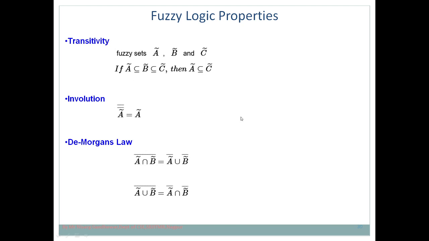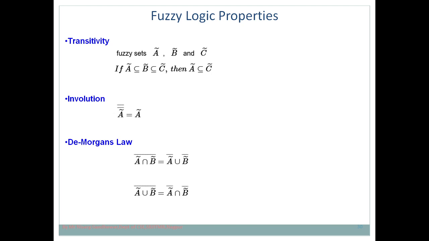Next one is the transitivity property. Transitivity property is already known to you. Here we consider three fuzzy sets: fuzzy set A, fuzzy set B, fuzzy set C. So in the transitivity property you can say that if fuzzy set A is a subset of B and fuzzy set B is a subset of fuzzy set C, then you can say that fuzzy set A is a subset of C. So this is according to the transitive property of a fuzzy logic.